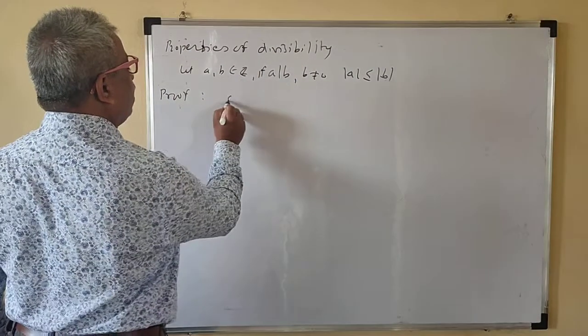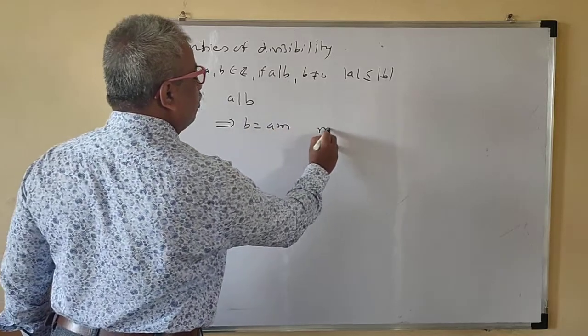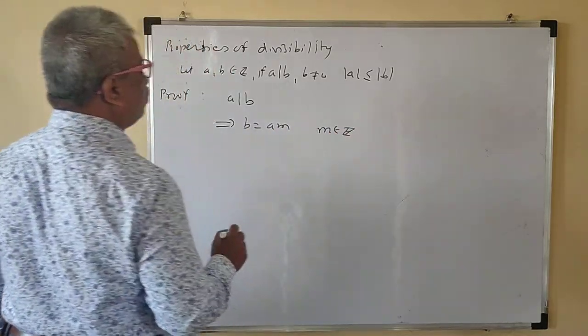So what is A divides B? What does this imply? B is equal to AM, where M belongs to Z.